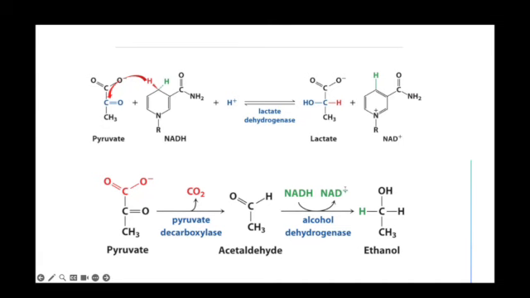In yeast, this is catalyzed by 2 different steps. Our final product is ethanol. So we decarboxylate pyruvate. We release a molecule of CO2, which is catalyzed by pyruvate decarboxylase. We then have acetaldehyde as an intermediate, and then alcohol dehydrogenase is what's responsible for oxidizing our molecule of NADH back to NAD+. And our final product is ethanol. So this is how we make alcohol.